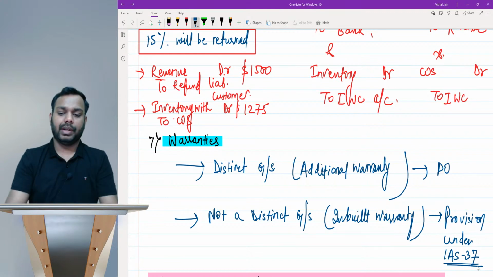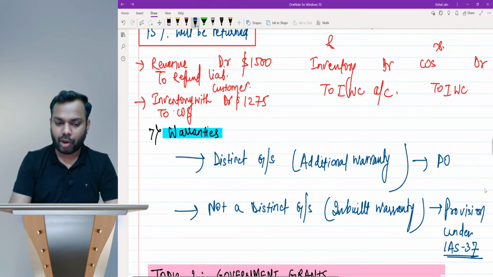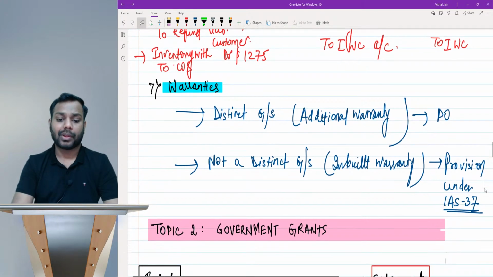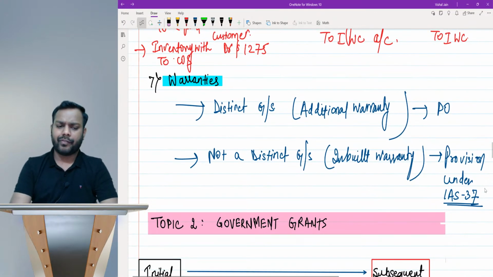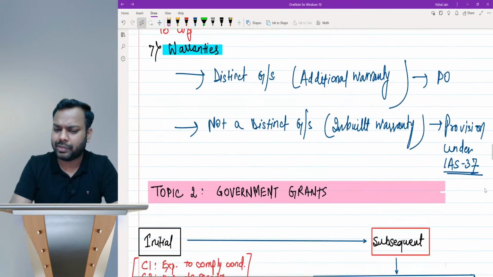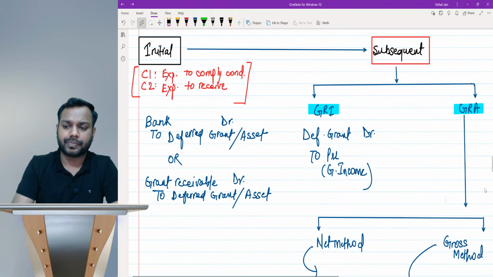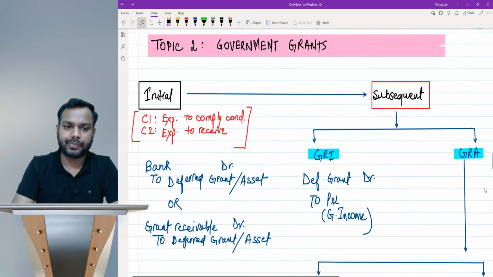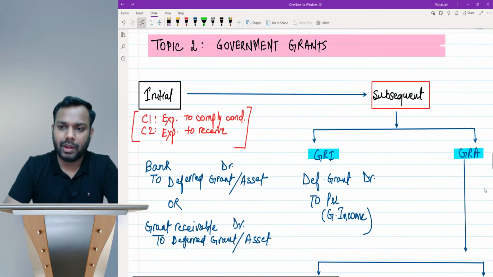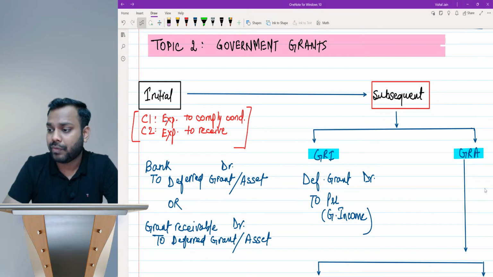Okay, fair enough. Now let us start the next topic, that is government grant. For government grant, I have made a simple chart so that this chart will make things very easy for you, I believe. Now, before I start government grant, tell me, guys, any queries anyone of you have in revenue before I start with the chapter called government grants?